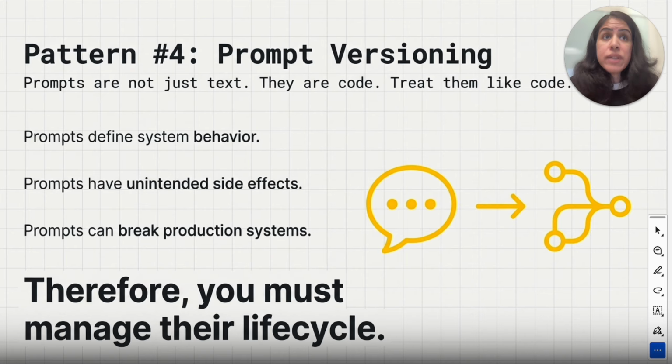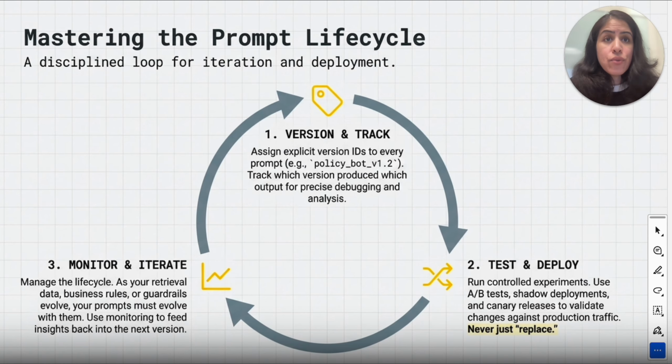Fourth and the final behavior pattern is prompt versioning and experimentation. Here's the truth. Prompts are code. They have behavior, side effects, and break in production. You need to treat changes accordingly. First, use explicit version IDs. Track which version produced what output. This lets you debug regressions, compare performance, and roll back safely.